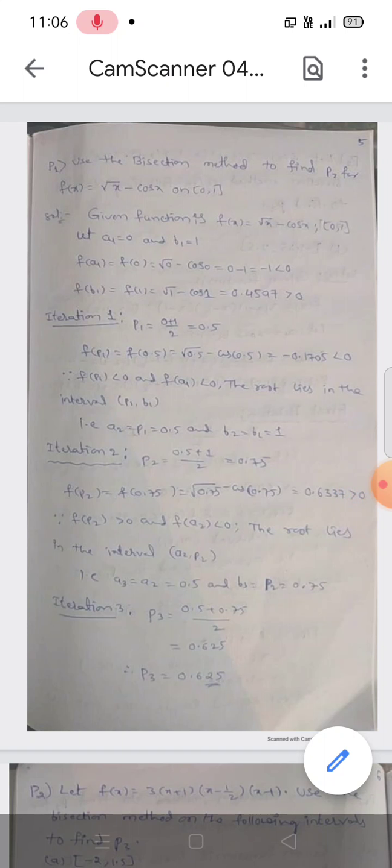Given function is f of x is equal to root x minus cos x, closed interval 0, 1. Let a1 is equal to 0 and b1 is equal to 1. Next, find out f of a1 and f of b1. f of a1 is equal to f of 0 is equal to square root of 0 minus cos 0, is equal to 0 minus 1, is equal to minus 1. This is less than 0.